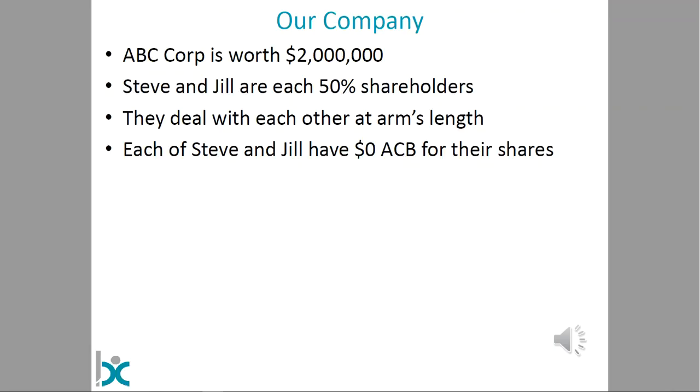And each of Steve and Jill have a 0 ACB for their shares. That's pretty normal. Most business owners will have a relatively small or nominal ACB for the shares that they own in their business.